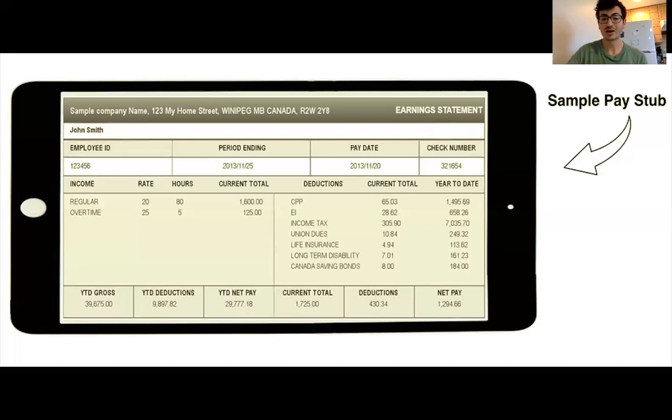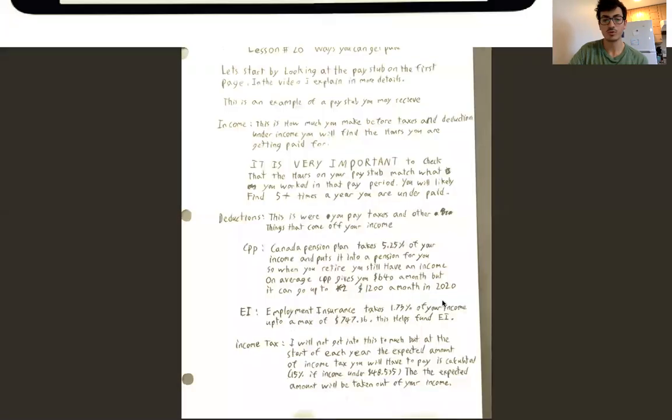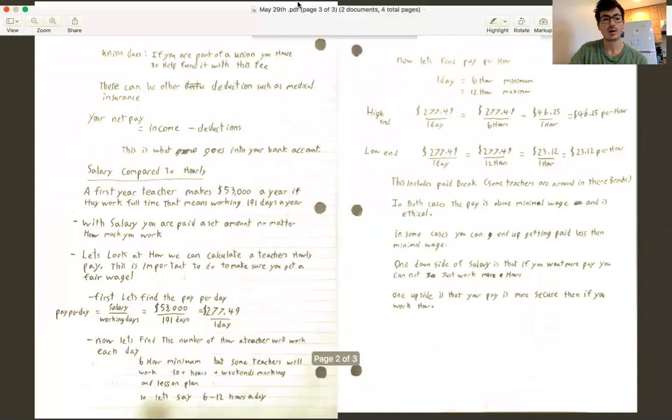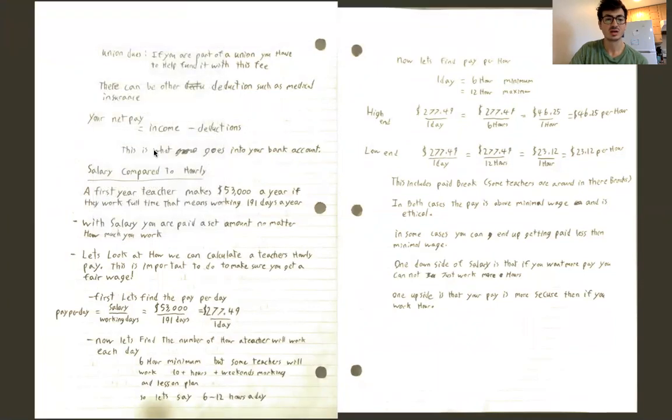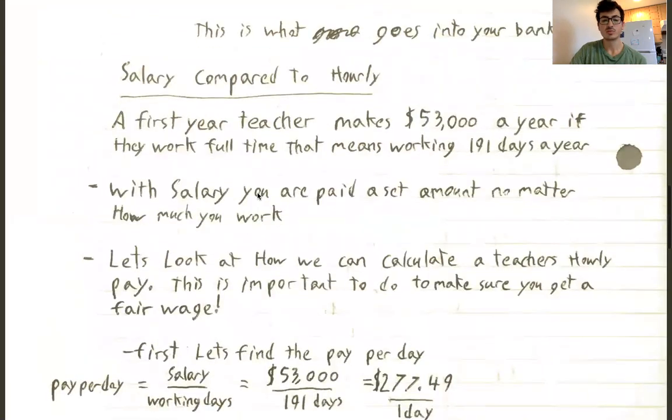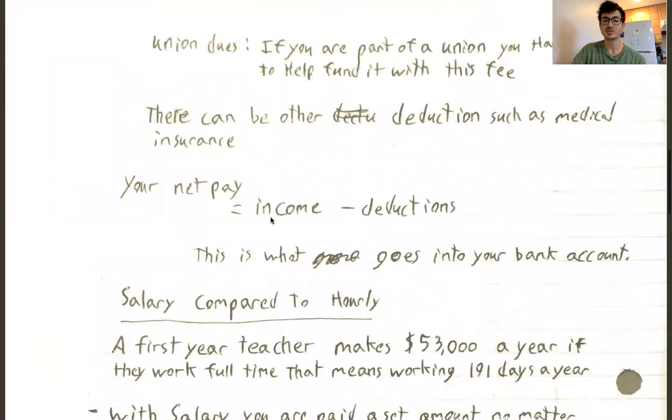Okay, so again, your net pay is going to be, if I move over to this page here, your net pay is going to be your income minus your deductions. The income is how much you are owed. Deductions, how much you pay out to CPP, employment insurance, health insurance, those kind of deductions, and then that is your net pay. It's how much actually goes into your bank.